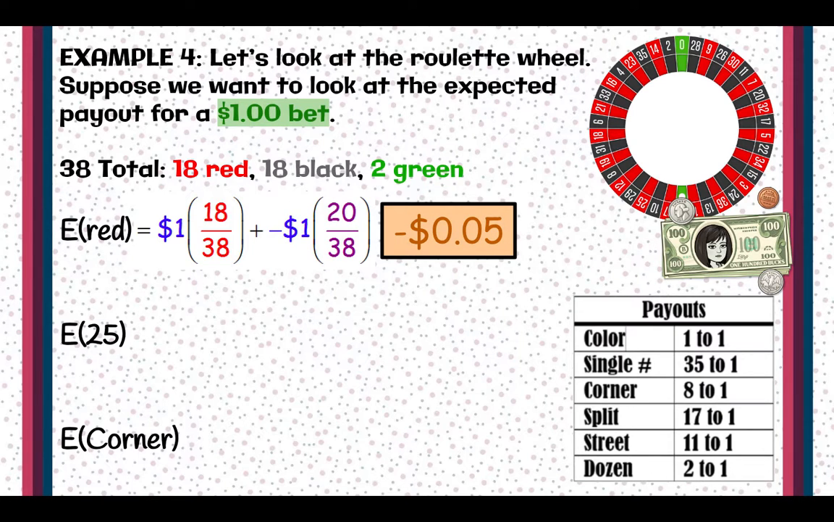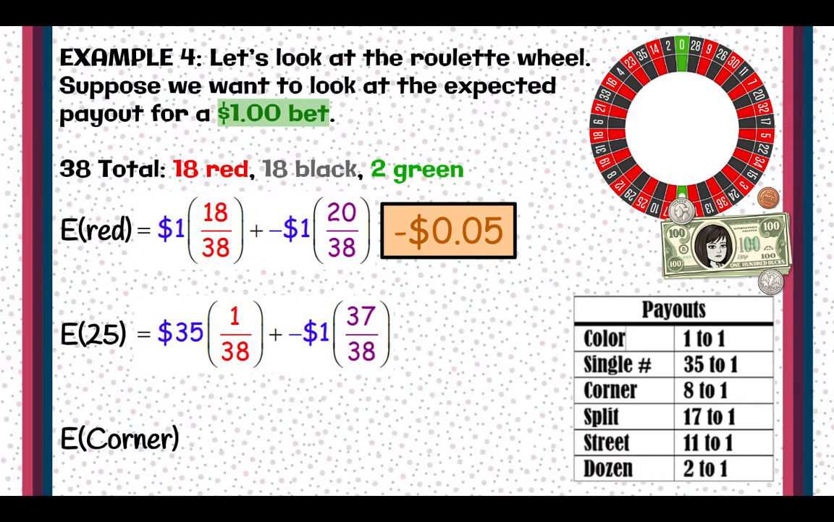Now 25 is an interesting number because notice to bet on a single number, it's 35-to-1 odds, which sounds pretty awesome. But again, that's one number out of 38. And again, there is the chance that I lose that dollar. So notice $35, I have a 1 out of 38 chance of that happening. And again, just like expected value, I have to include all the outcomes. I could also lose that dollar, but I have a 37 out of 38 chance of getting that. Here's the interesting part. If you do calculate that, guess what? You've also lost 5 cents.